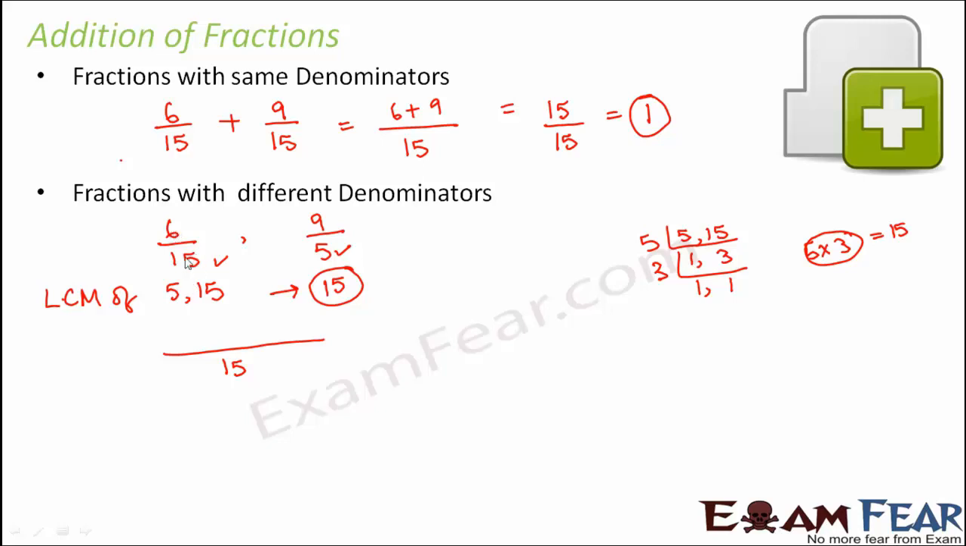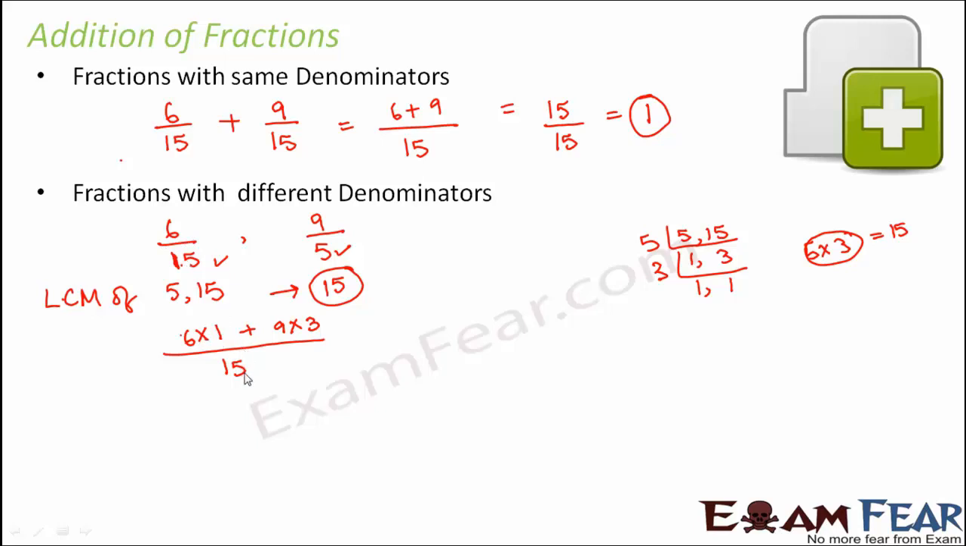Now what we do is, for 6 by 15, 15 into 1 is 15. Therefore we do 6 into 1 plus, for 9 by 5, 5 into 3 is 15, so in the numerator we do 9 into 3. This is the approach that we follow. Very simple. First find the LCM. The LCM of the two denominators would be the denominator in the result. And in the numerator, you find the number which, when multiplied by the denominator of this fraction, will give this LCM, and then you multiply that number with the numerator.